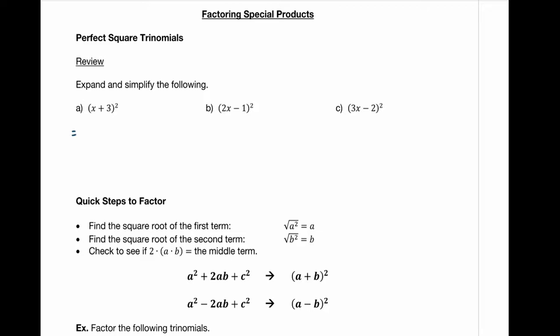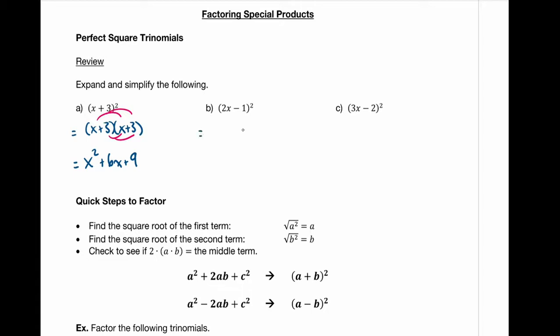Again, we can expand by using the FOIL method or the rainbow method: first, outside, inside, last. Or we could use the pattern or rule that we came up with. Square the first one, square the last one, multiply the two terms together and then double it. Take the sign, and that becomes our sign for the second term.